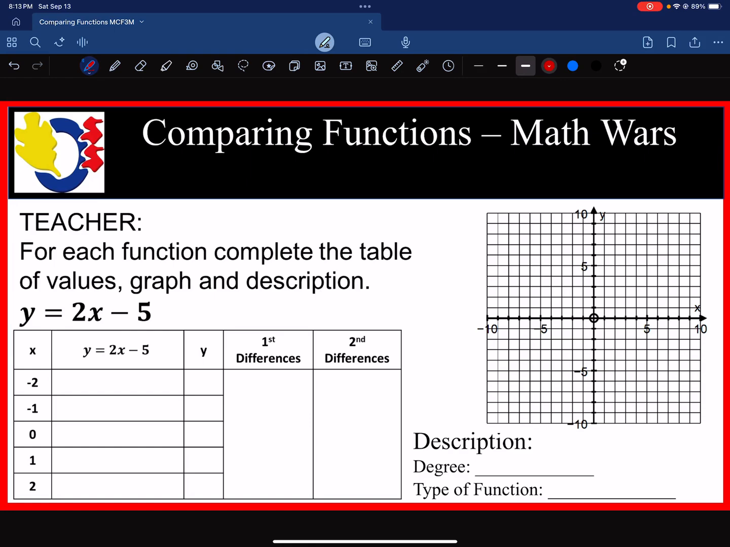Okay, today we're going to be comparing functions. So we're going to look at our first example here. For each function, complete the table of values, graph, and then give a description. So we're just going to go ahead and substitute in.